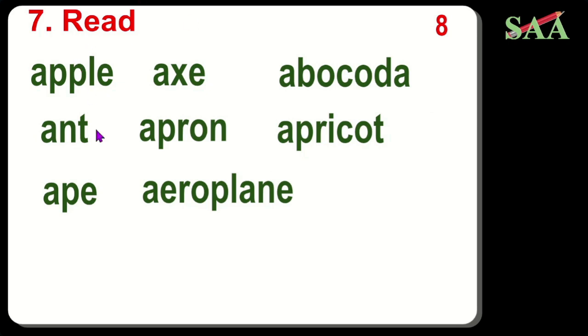Once again. See. A-P-P-L-E, apple. A-B-O, abo. C-O-D-A, coda. Avocado. A-N-T, ant. Apron. A-P, ap. R-O-N, ron. Apron. A-P-R-I, apri. C-O-T, cot. Apricot. A-P-E, ape. A-E-R-O, aero. P-L-A-N-E, aeroplane, right?